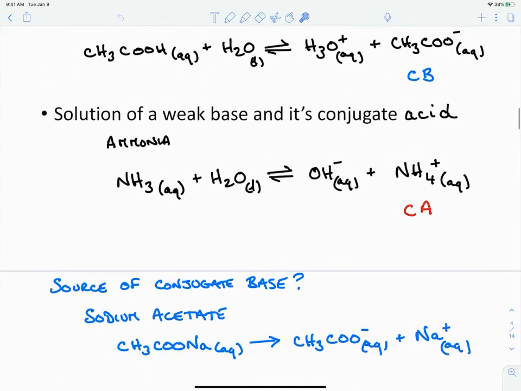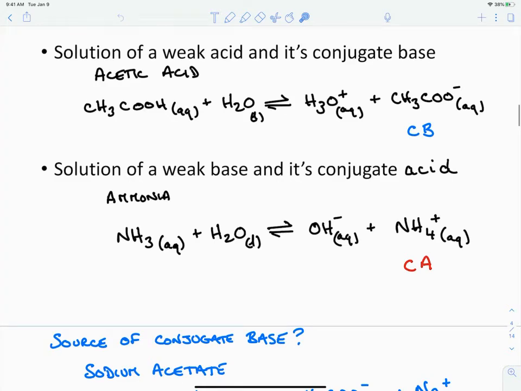And so if you wanted to make a basic buffer, of course, having a higher pH, you would take a weak base, such as ammonia, and its conjugate acid. So here's ammonia, we add it to water, we produce OH minus, hydroxide ion, because of course it's a base, and here NH4 plus is a conjugate acid of this base. Again, differs by 1 proton.